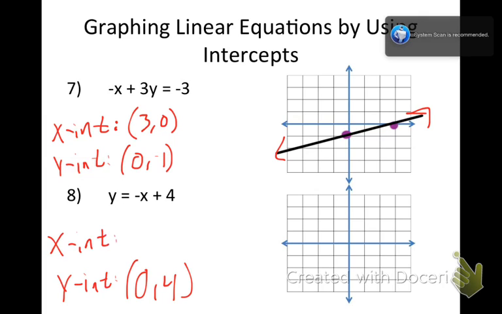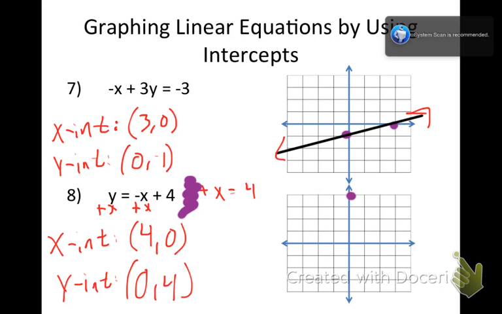What do I have to actually do for that x? I would have to add the x to the other side technically. Which would give me y plus x equals 4. Now if I cover up that y, what's my x-intercept? 4. So my x-intercept is 4, 0.